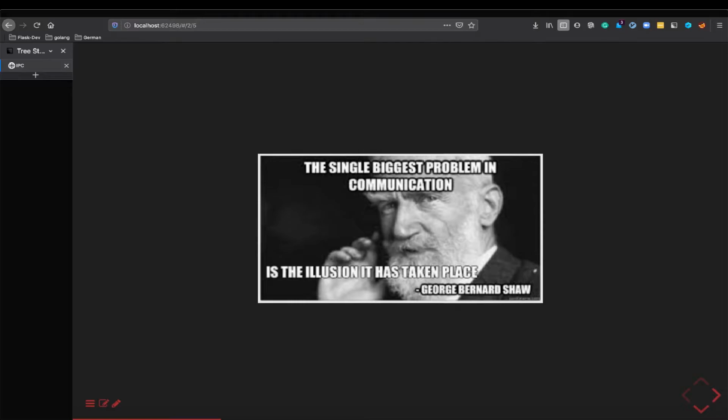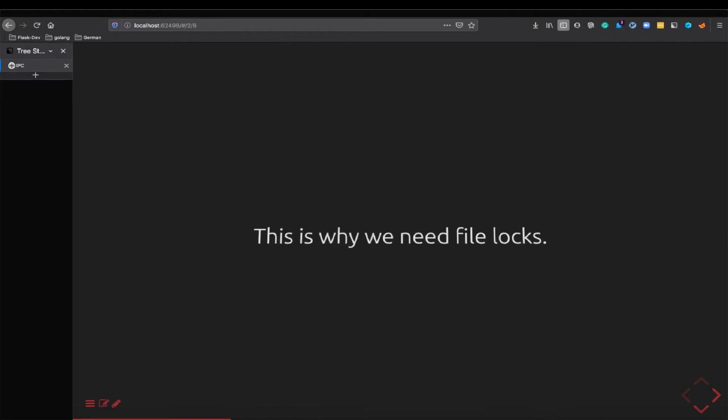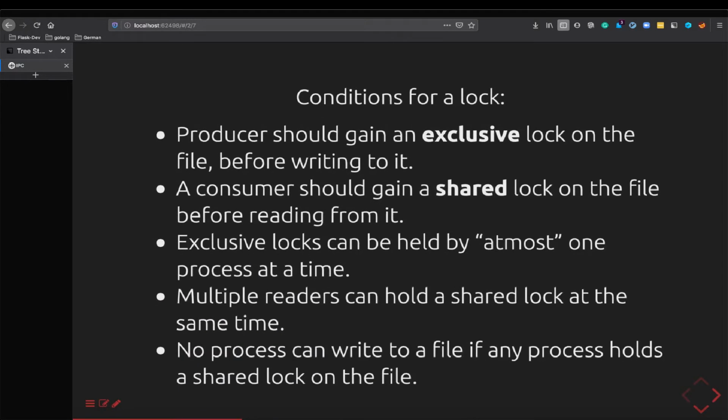Okay, so yeah, the single biggest problem is the illusion that it has taken place, right? So now we introduce another concept called file locks to overcome the race condition that I was talking about. Okay, so this might look complicated, but it is really easy. Basically, a file lock is a way to prevent a race condition from happening.